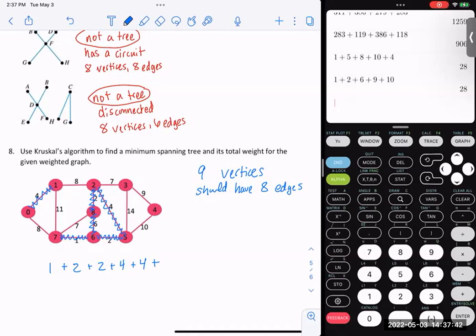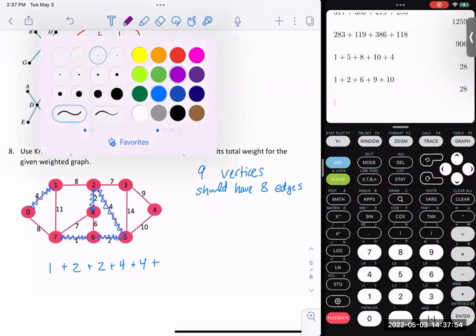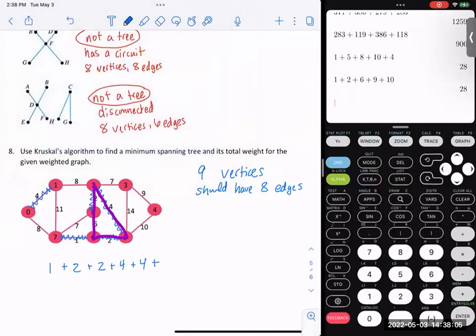Oh, yeah, so that's where we run into an issue. The only issue you have to look out for is no circuits. We said if it's a tree, you can't have circuits. So if I included 6, that would have made a circuit. There would have been a circuit right here if I had included 6, so I can't include that. All right, so let's not include 6.